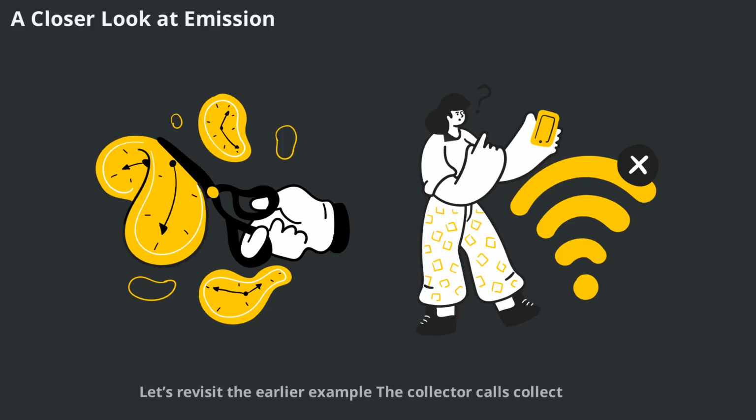Let's revisit the earlier example. The collector calls collect, and Flow runs the flow block in the same coroutine. Each emit immediately triggers the collector. This synchronous execution keeps things straightforward. However, if you try to emit from another coroutine, Flow detects the violation and throws an error. This is why parallel emissions using launch blocks don't work as expected.